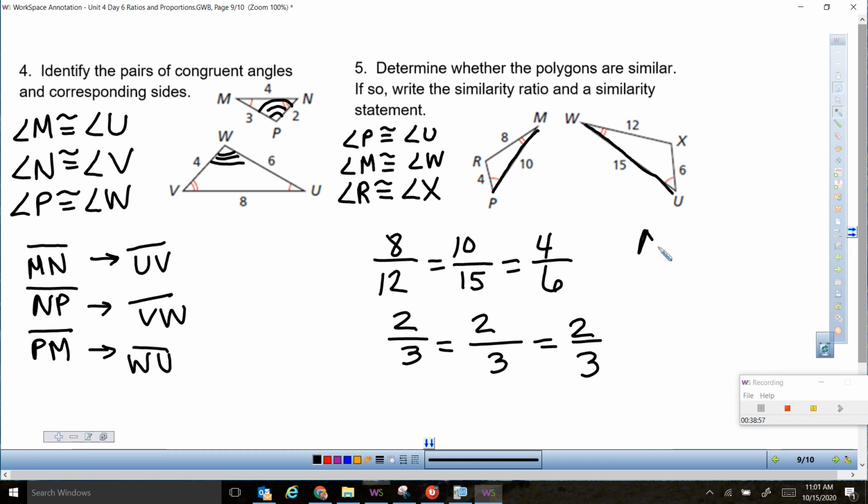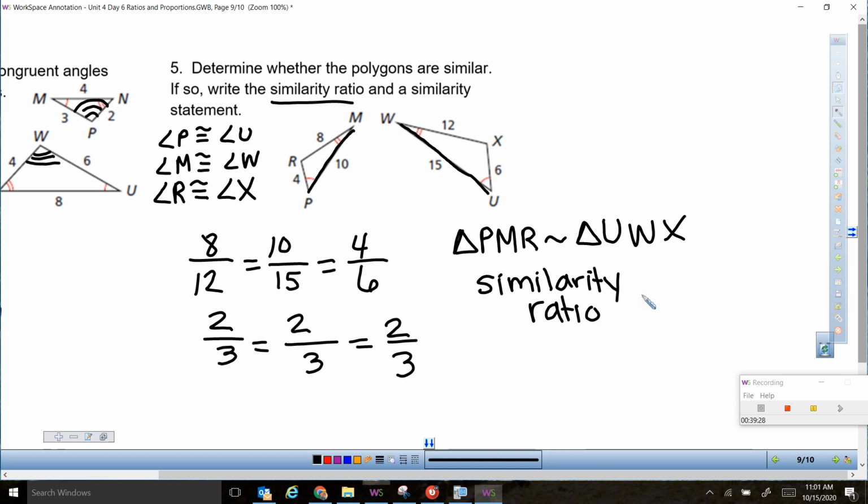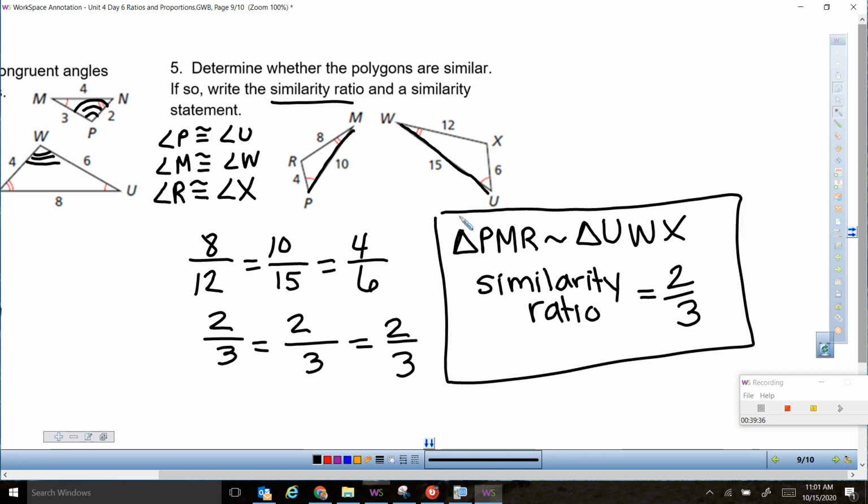So I'm going to say that triangle, using these, this would be triangle PMR. Similar, use the wave. So similar to triangle UWX. Then I also need that similarity ratio. So a similarity ratio. Yeah, you can put that there. And our similarity ratio is 2/3. So make sure you have your similarity statement and the similarity ratio.